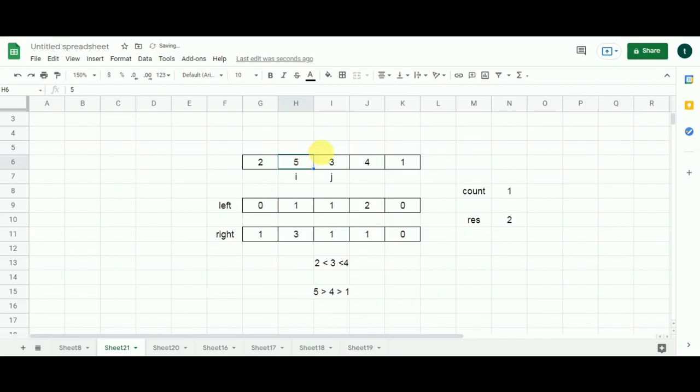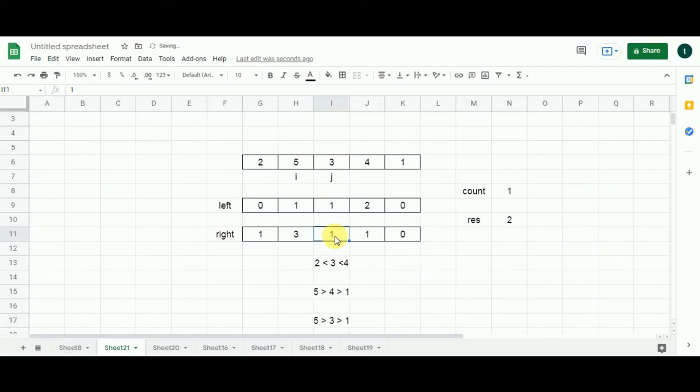Is 5 greater than 3? Yes, it is greater than 3. So what is the value here in the cell of the right array that the variable j represents? It's 1. That means on the right hand side of 3 there exists a rating which is less than 3, and it is 1. So we have got our third team, which will be 5, 3 and 1. That means 5 greater than 3 and 3 is greater than 1.